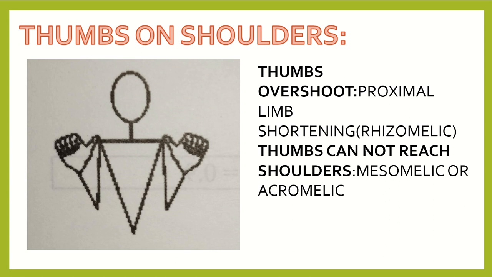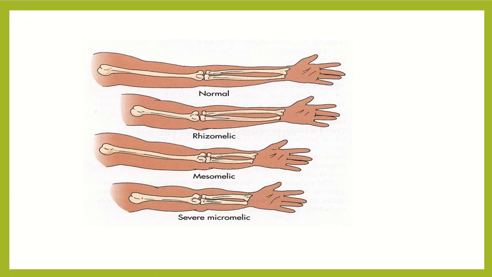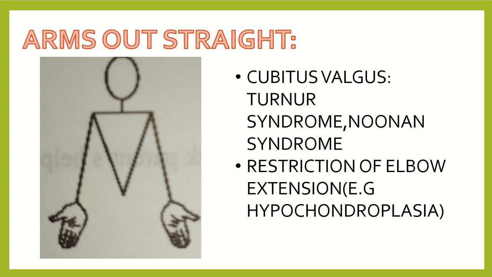If the thumbs cannot reach the shoulder, baby is mesomelic or acromelic. Over here, your concept of rhizomelia and mesomelia can be clear. In rhizomelia, there is proximal limb shortening. In mesomelia, there is distal segment shortening. In severe micromelia, you can also see there is extreme shortening of all the limbs.